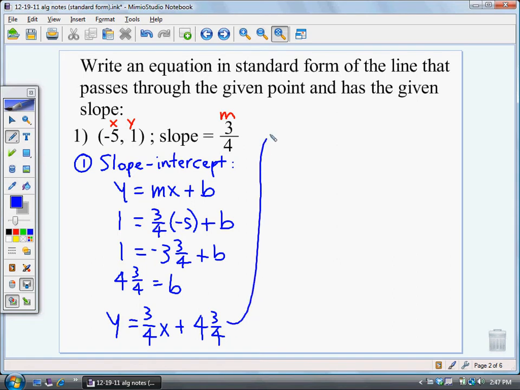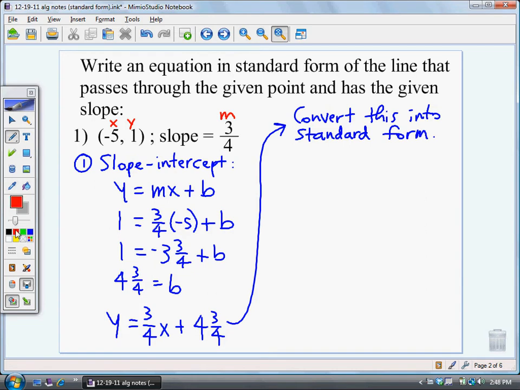What I want to do then is convert this into standard form. I really have two things that need to happen. I need to move my x term to be on the same side of the equation as the y term, and I need to get integer coefficients. So I'm going to get the integer coefficients first.